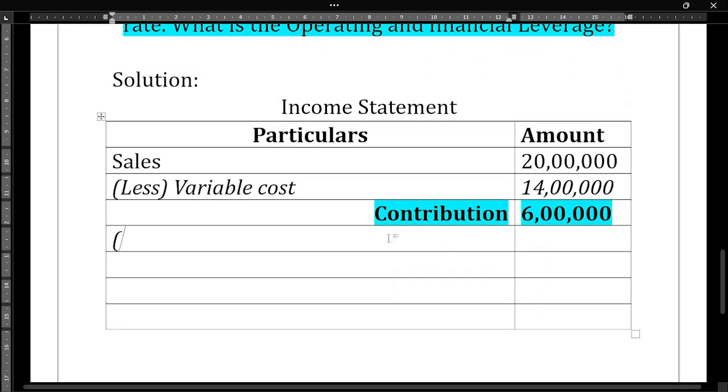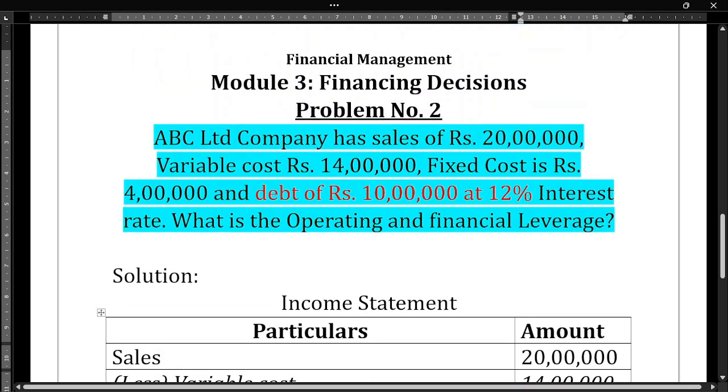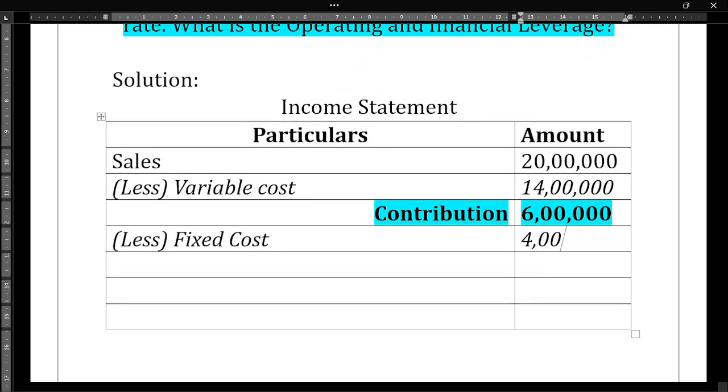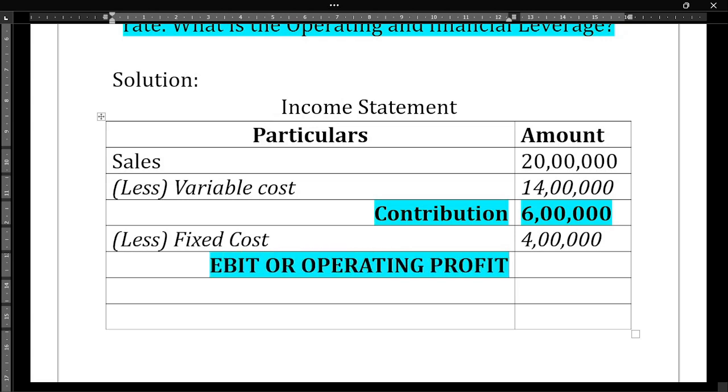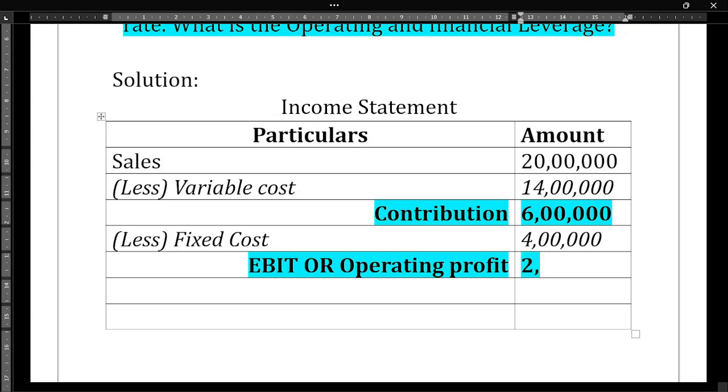Now from contribution we need to reduce fixed cost. How much is the fixed cost? Fixed cost is 4 lakh rupees. So that time we will get EBIT, or it is also known as operating profit. When we reduce fixed cost from contribution, we get EBIT or operating profit. So here EBIT is 2 lakh rupees.